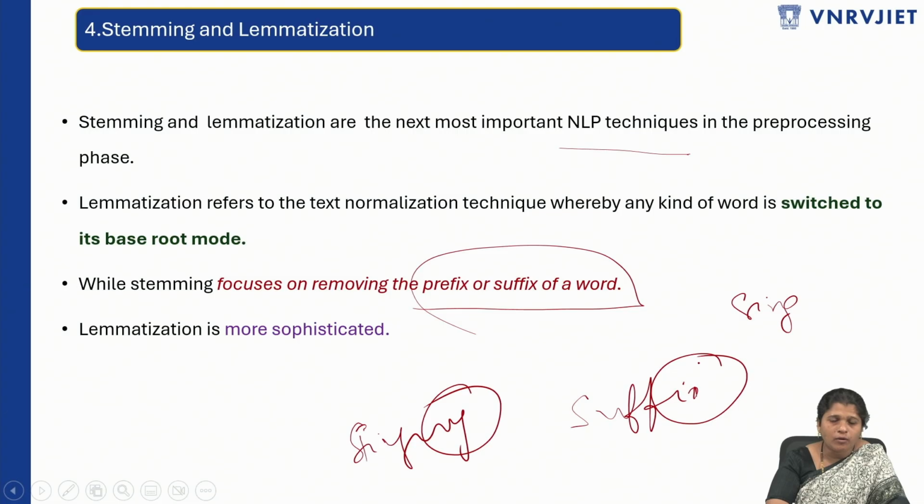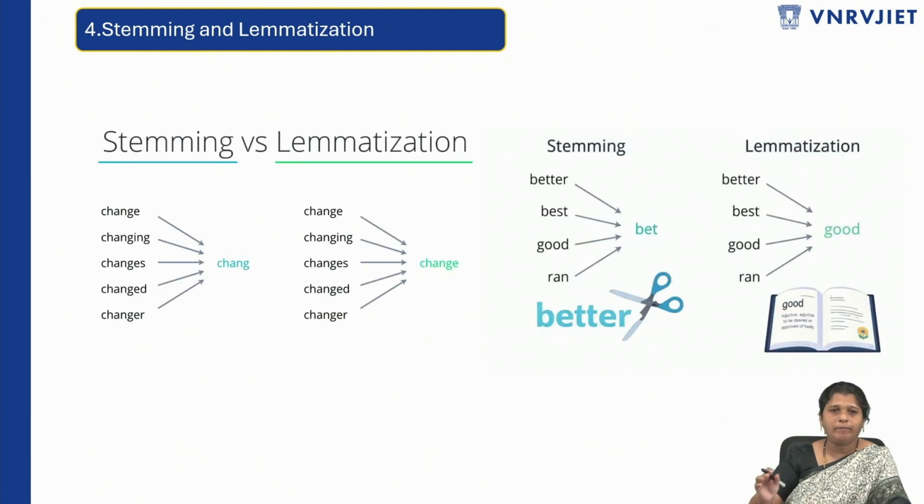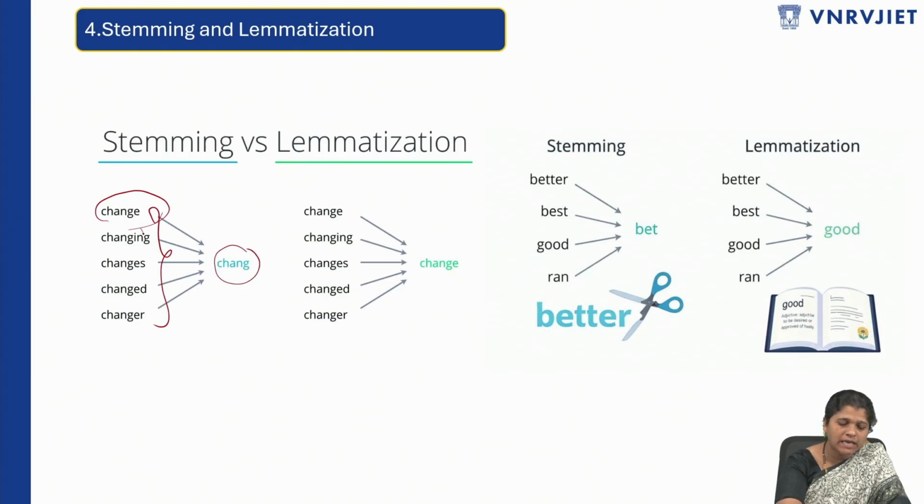Lemmatization also works similarly, but lemmatization gives a more precise and base root form for the given word. We will see the example in this next slide. Please have your attention here. See, change. In stemming, change, changing, changes, changed, and all are being stemmed with the ending removed, giving the word CHANG. Whereas in lemmatization, you have a whole base word called change.